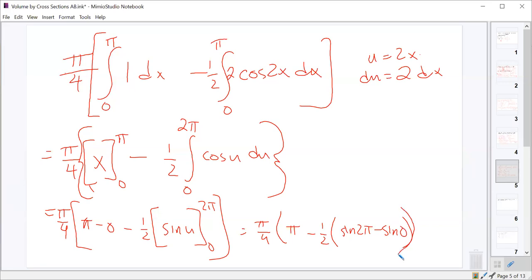Well, what's the sine of 2 pi? 0. What's the sine of 0? 0. So I've got pi minus 1/2 of 0. Well, 1/2 of 0 is 0. And so I got pi minus 0, which is just pi. So all of this just becomes a pi inside of the parentheses. I have pi over 4 times pi, or pi squared over 4.